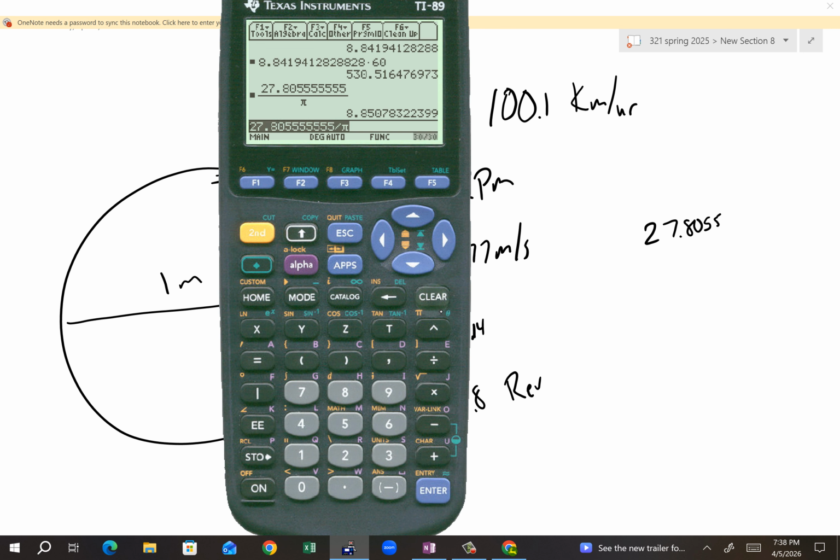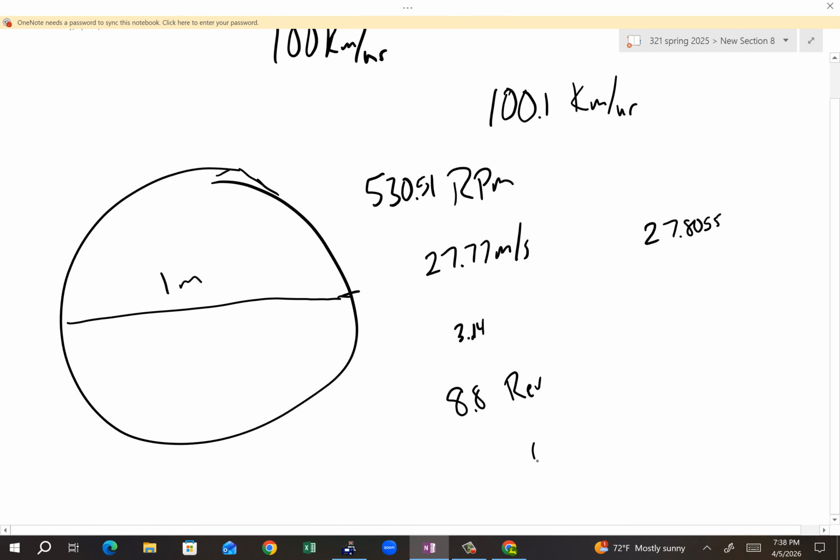Oh, just a minute. Try it again. 27.8 divided by 8.84. I need the same revolutions. Are you with me? So I need to have a circumference of that. Now, if I divide that by pi, I get 1.001. So I need to increase it by 0.001 for my delta length.